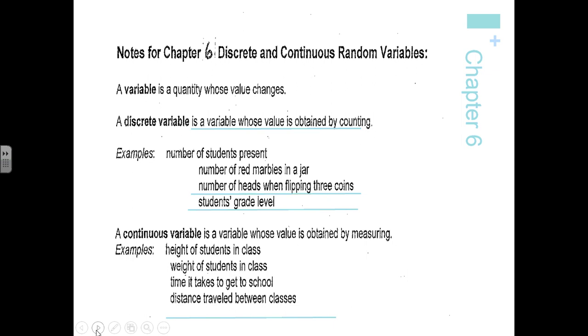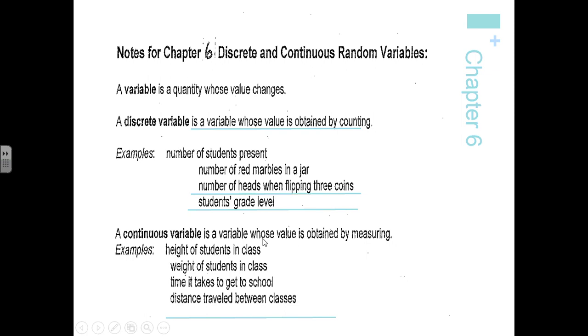A variable is a quantity whose value changes. We know that. We have two kinds of variables we've talked about before, discrete and continuous. Discrete variable, make sure you write it in, is a variable whose value is obtained by counting. Here are some examples: number of students present in class, number of red marbles in a jar, number of heads when flipping 3 coins, student's grade level.